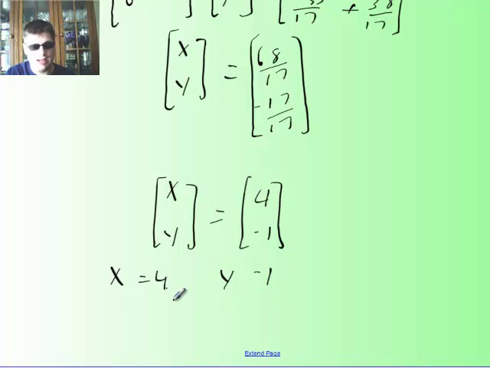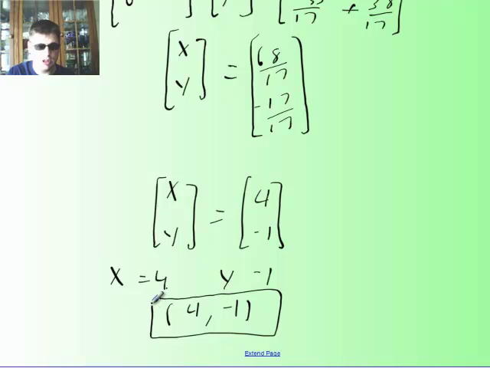Don't forget, this is a point on a graph, an ordered pair, so we will write our solution as an ordered pair. So 4, negative 1. And that is our solution that will work for both equations, and hence the system.